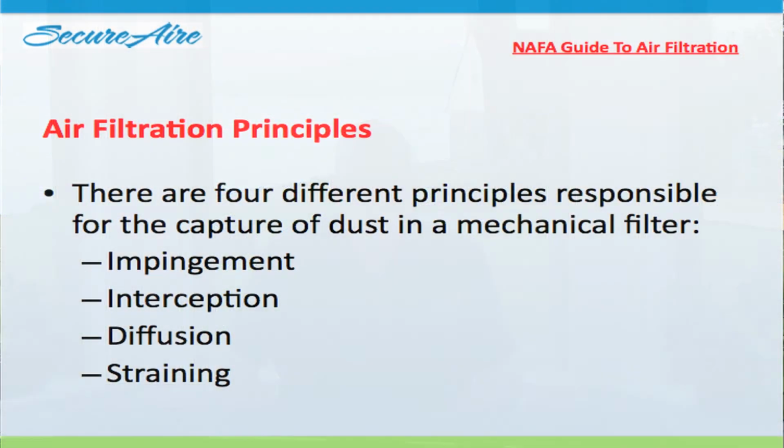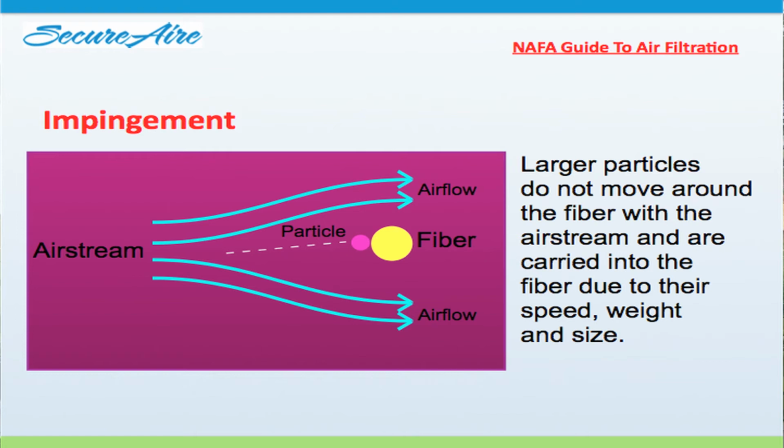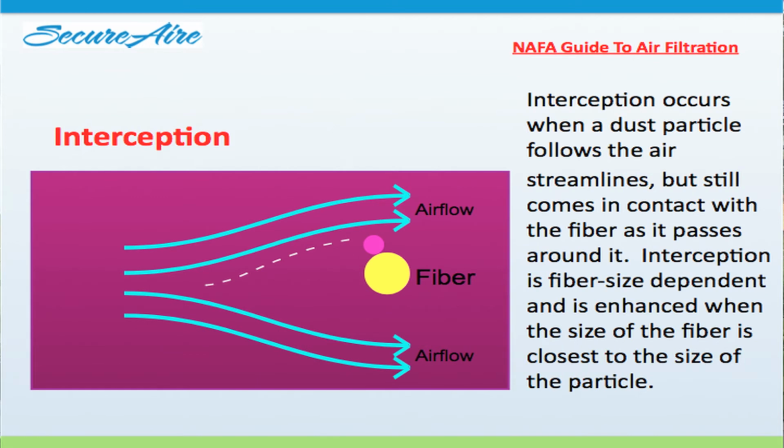There are 4 different ways that media filters can collect particulates. First is called impingement, and that's where a particle would be impacted directly onto a media filter fiber. It just bangs into it and it sticks there. Second is interception, where a particle doesn't hit the filter fiber directly, but it's moving close enough so that it kind of gets stuck onto it.